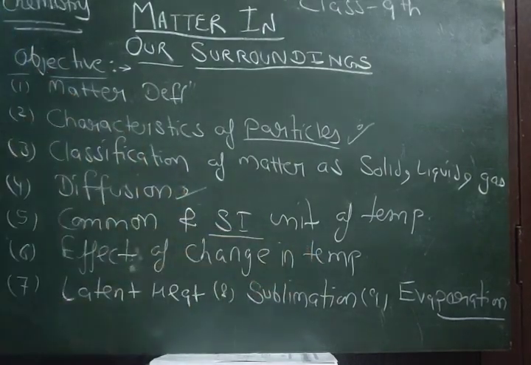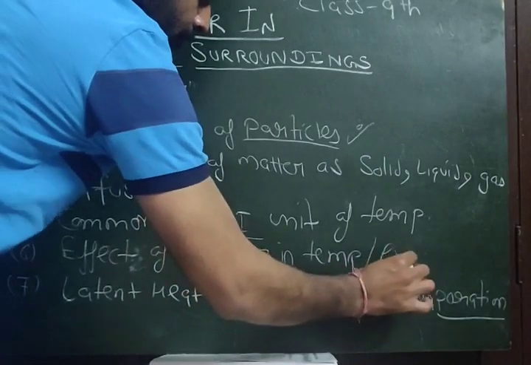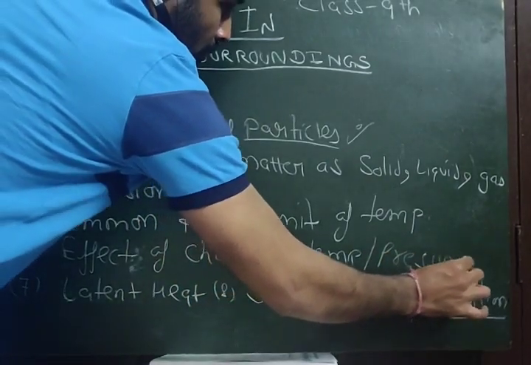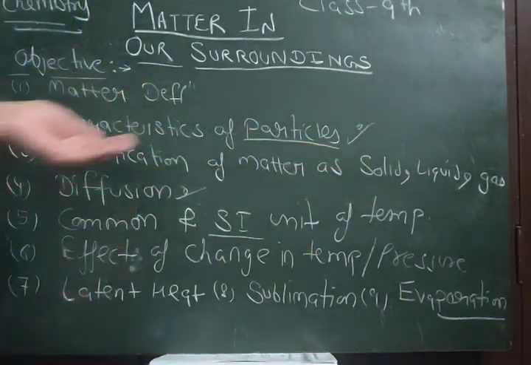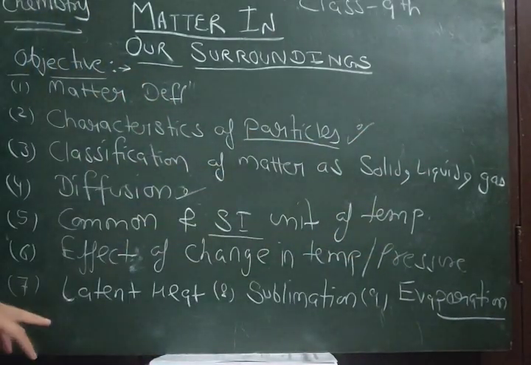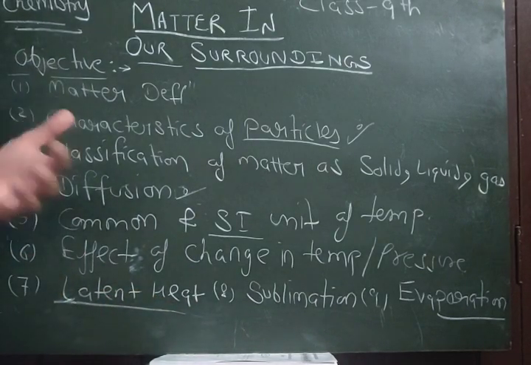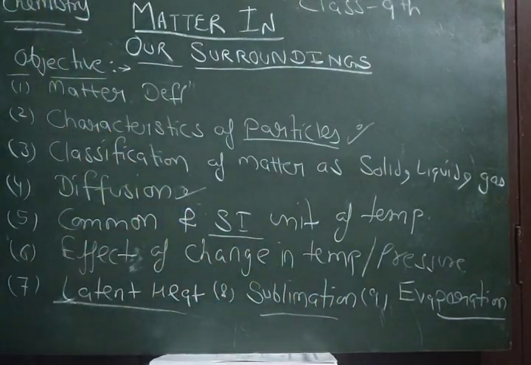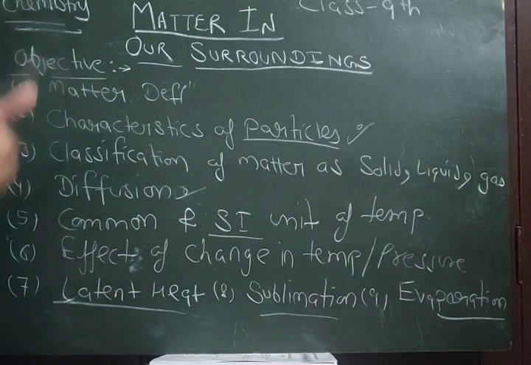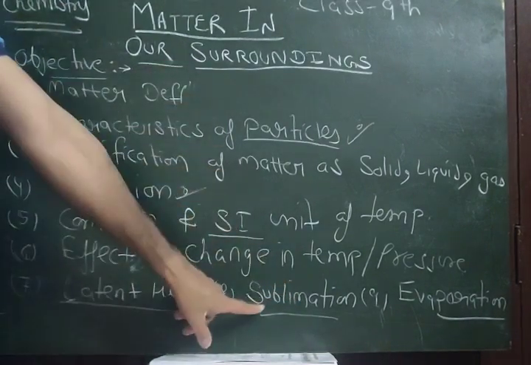Then the effect of change in temperature as well as pressure, both we will discuss, on the state of matter, how the state of matter is changed by the impact of temperature and pressure. Then we will discuss latent heat, the amount of heat required to change the state of a substance. Then sublimation: some substances are directly converted from solid state to gaseous state and gaseous state to solid state. This process is considered sublimation. We will also discuss it.